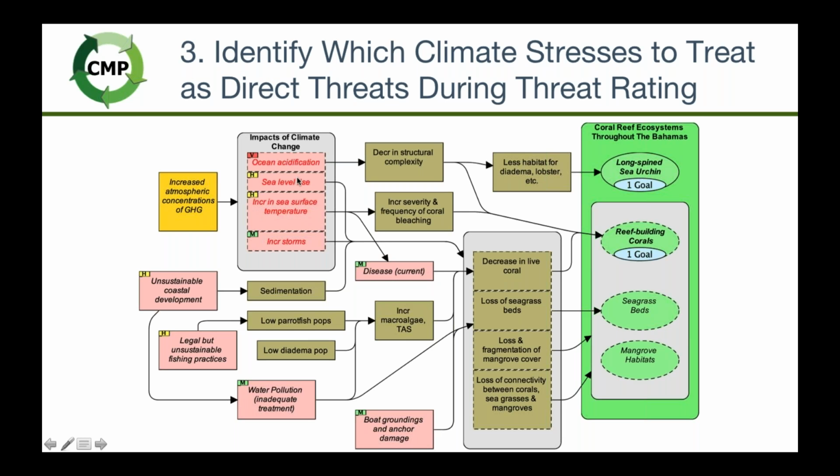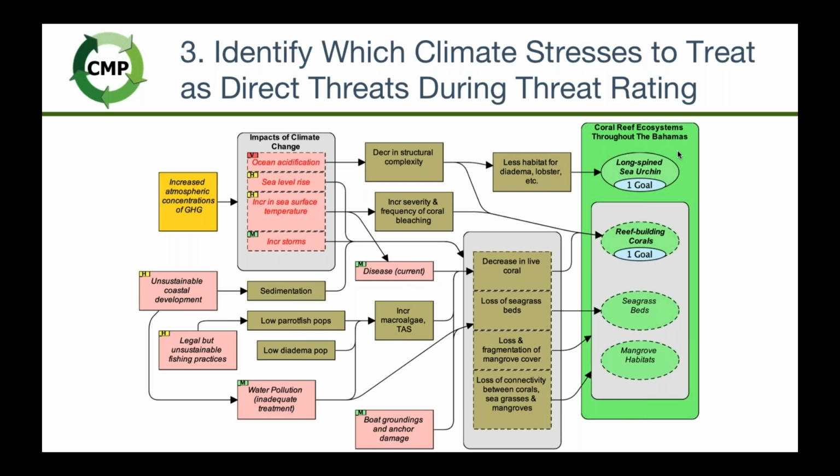So this team treated ocean acidification, sea level rise, increase in sea surface temperature, and increase in the frequency and severity of storms, all as direct threats, and rated those alongside the other direct threats that they had. So this is what we're calling the climate conceptual model. I guess you could also call it more of an ecological model, but it has your climate factors in there and shows how they're interacting with your conventional direct threats and details out how they are beginning to affect and will in the future much more affect your conservation targets.